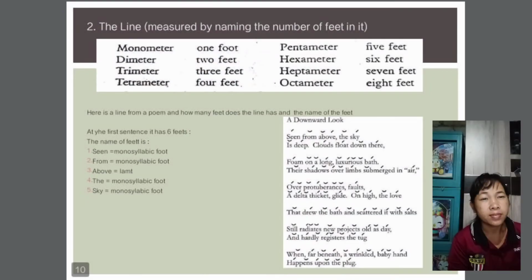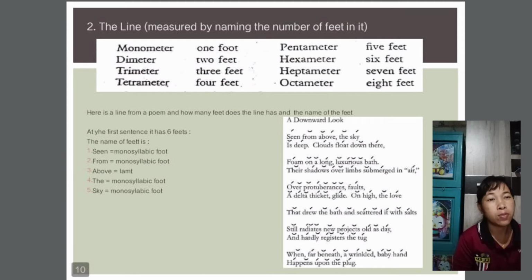Okay, now I would like to explain about the line. The line is also called measure by naming the number of feet. So, on that explanation, there is monometer, that means 1 foot. Dimeter, it means 2 feet. Trimeter, the meaning is 3 feet. The tetrameter is 4 feet. And then also there is pentameter, 5 feet, hexameter is 6 feet, heptameter is 7 feet, and octameter is 8 feet.